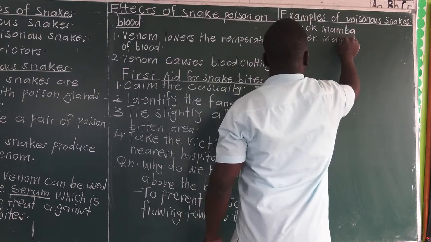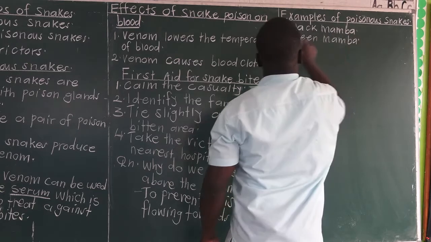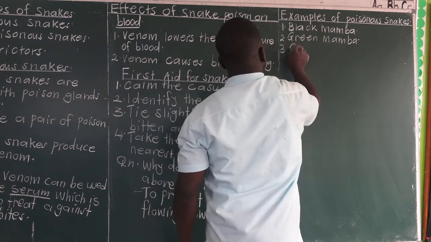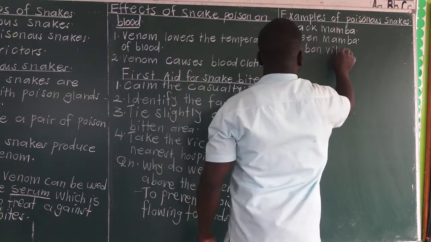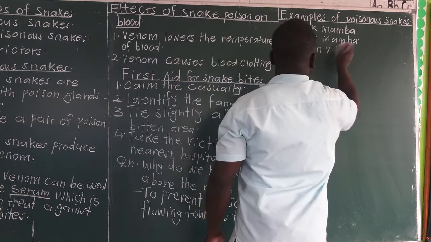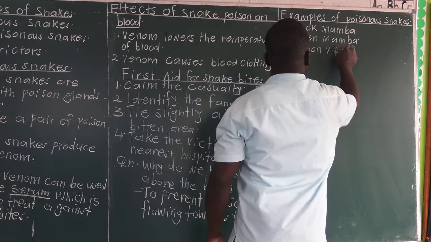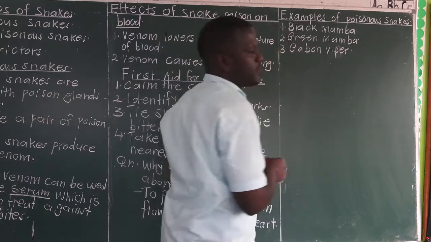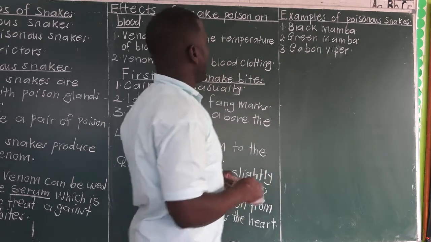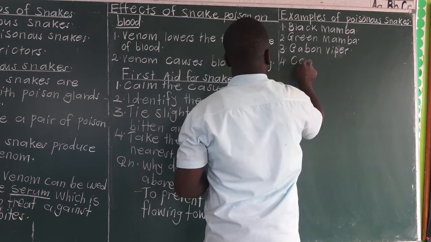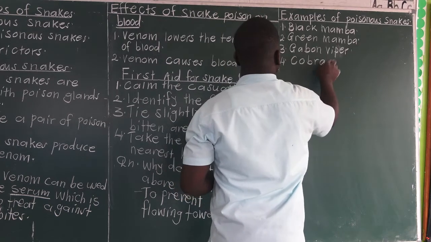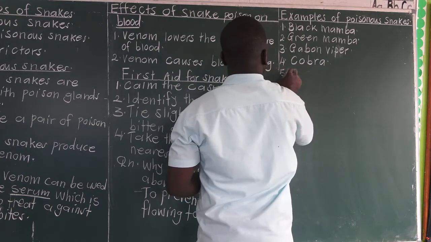Green mamba. We have Gabon viper. Gabon viper. We have cobra. We have rattlesnake.